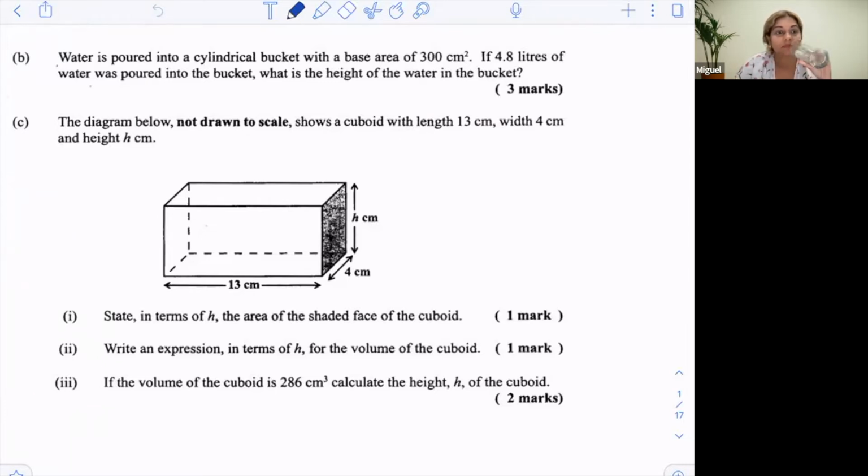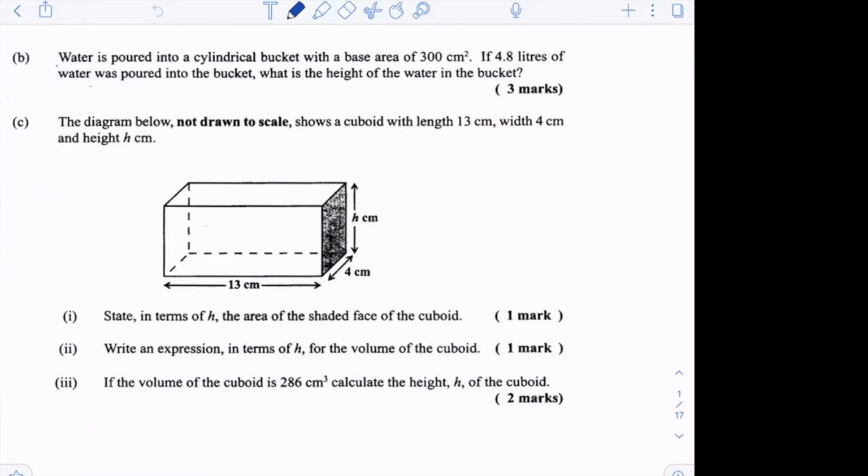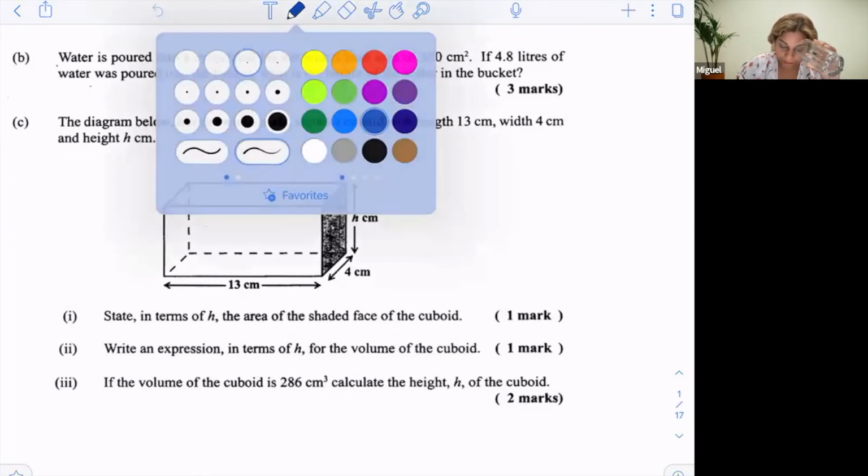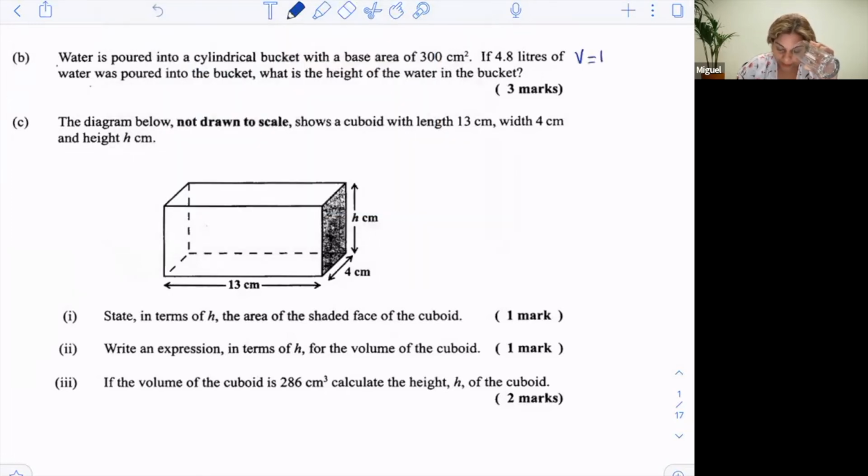Right. So volume is base area by height. So that is the first thing we're going to write. Volume is the base area by the height. So the base area is a circle. They gave us the area of the circle, so there's no need to work out anything there.